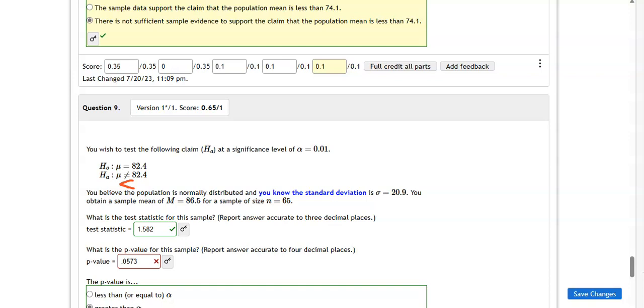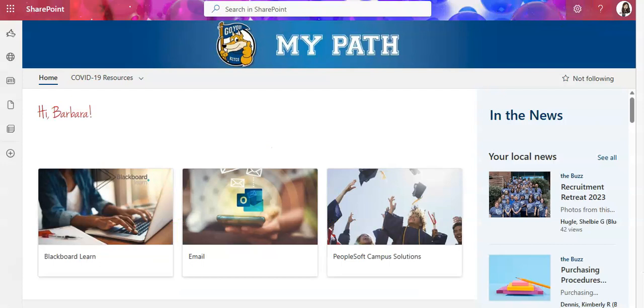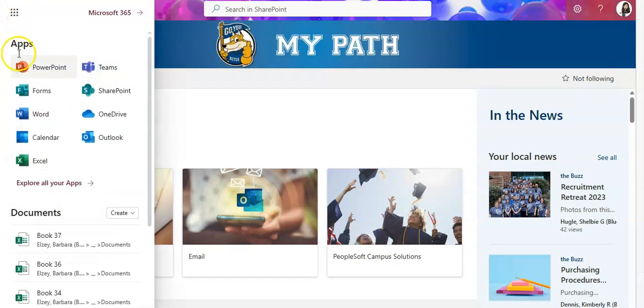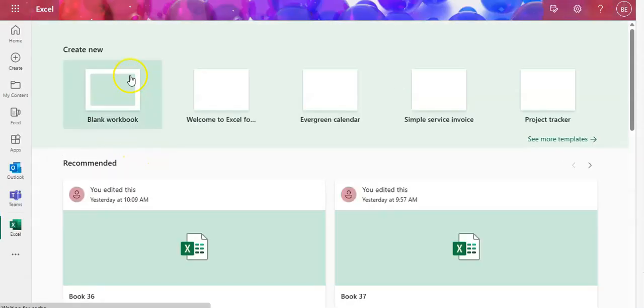Let me open Excel here in the background. Probably my recorder is actually in the way. Oh, I know, I've got to exit the draw feature is what it is. And so let's go to Excel. Open a workbook here.